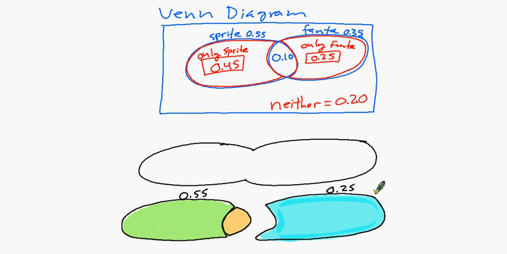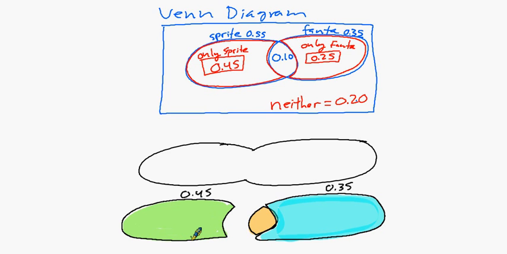Now, there's lots of different ways we could do this. Do we have to include the centerpiece on that side? No, we could put it over here and use 0.35, which is the whole circle, and 0.45, which is just the green area.